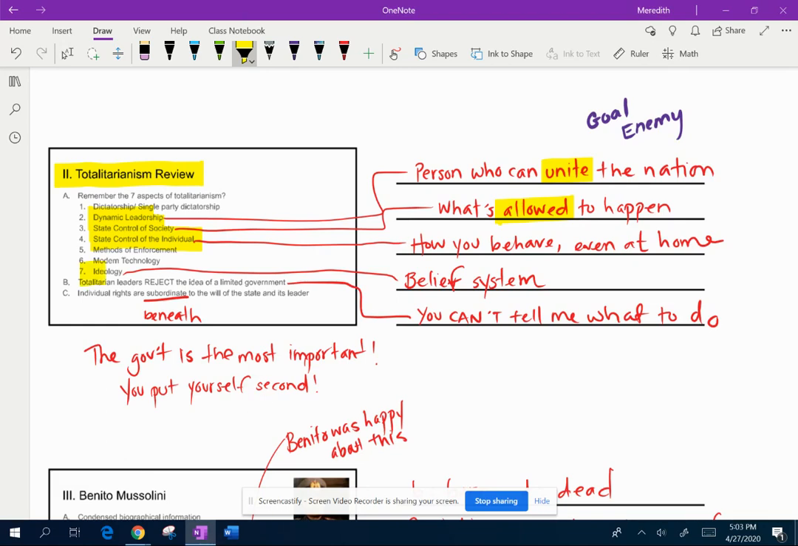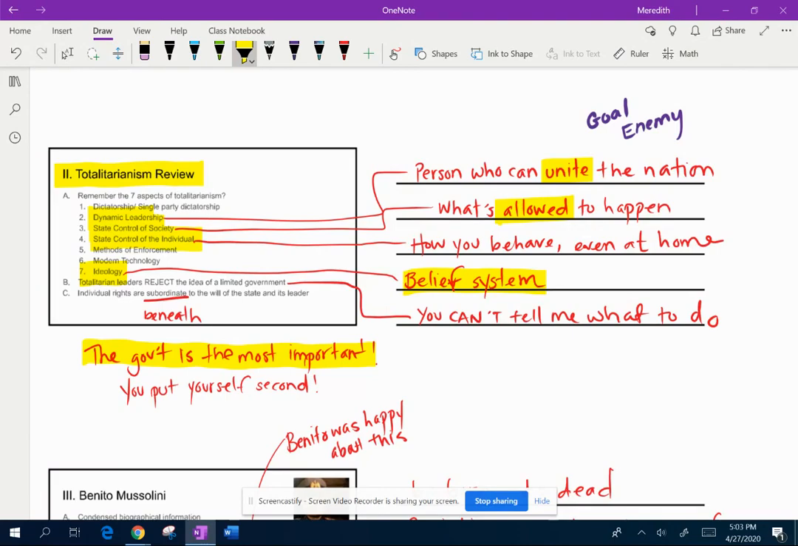And then I'm going to come down here and I've got ideology. And I just want to remind you guys that it's super simple. It's just a belief system, or a system of beliefs. And totalitarians or dictators reject the idea of a limited government. Right? You can't tell me what to do. I'm the boss. And then individual rights are subordinate, or they're beneath the will of the state. They're beneath the leader. So what it comes down to is the government is the most important thing in your life. The state is the most important thing in your life. You are always second or third or fourth or fifth.